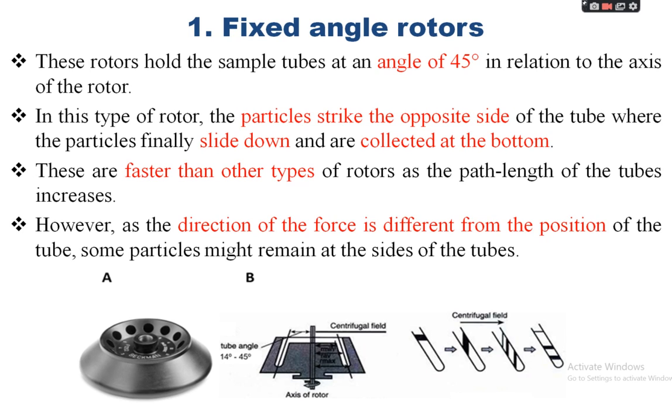So first one, fixed angle rotor. Look at the diagrams. These rotors hold the sample tube at an angle of 45 degrees in relation to the axis of the rotor. So in fixed angle rotors, samples are held at an angle of 45 degrees. In this type of rotor the particles strike the opposite side of the tube, where the particles finally slide down and collect at the bottom.